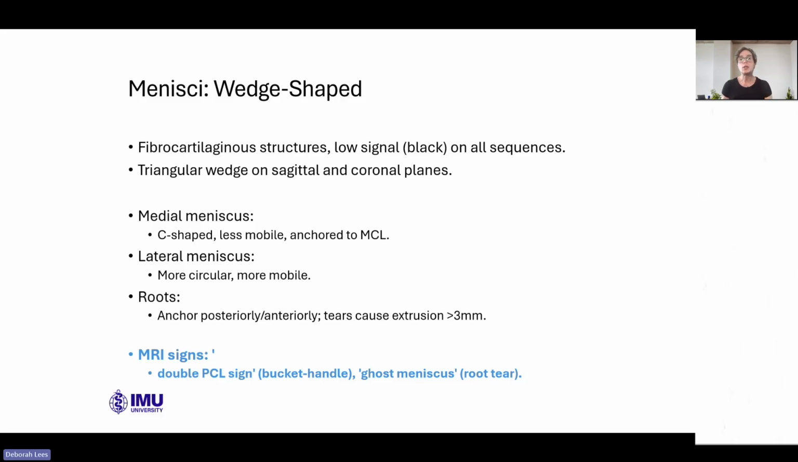And then we've got our roots. So the roots are the anterior and posterior horns where it comes through and it anchors down. We've got meniscotibial and meniscofemoral ligaments that come through there that anchor it.